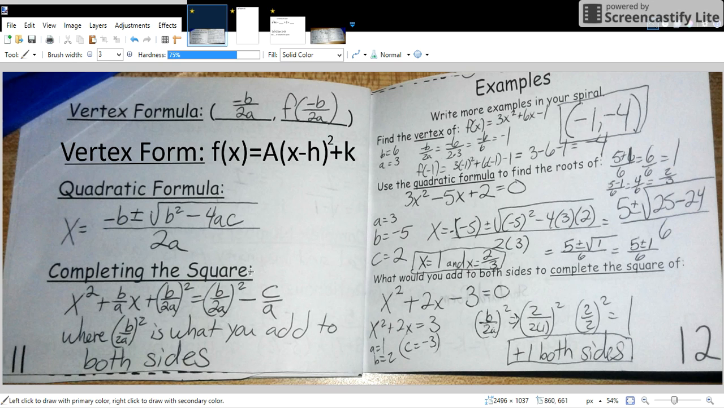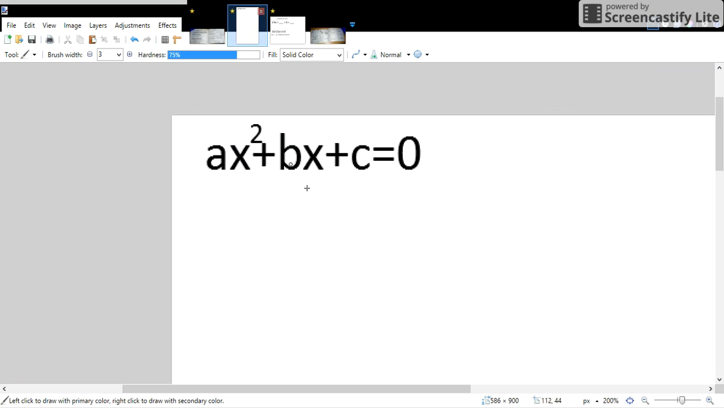or to derive the quadratic formula, which you can find in another video. So let's go ahead and complete the square just generally to find our vertex form.